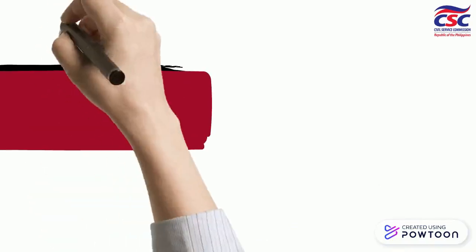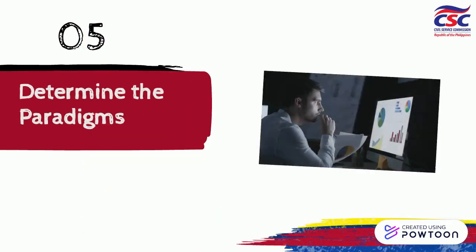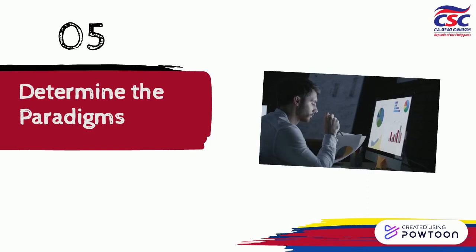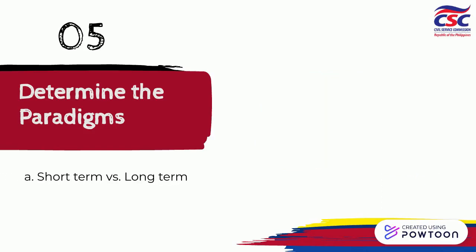Checkpoint number 5. Determine the paradigms. If the issue at hand passes the test for wrongdoing, the next question will be why there is a dilemma. In this case, you have to analyze the 4 dilemma paradigms. The short-term versus long-term benefits. This reflects difficulties that arise when immediate needs or desires counter future goals, taking into account who pays or suffers or who benefits.